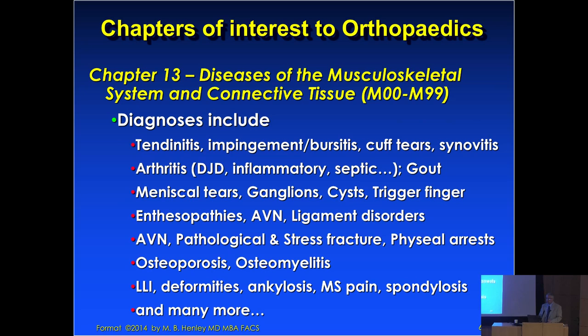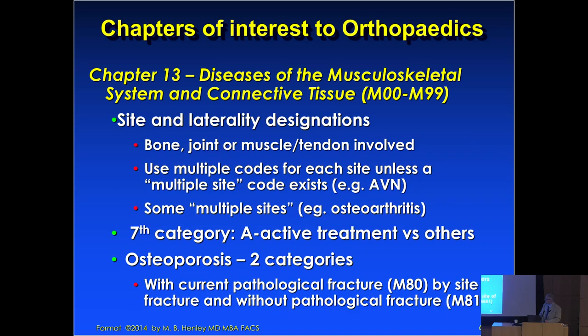Chapter 13 is the workhorse for orthopedics. It has all the itises and OCs, meaning tendonitis, arthritis, osteoporosis, osteomyelitis, ankylosis, many, many more. And these are some of the things that are atraumatic conditions or as a result of a prior traumatic condition, such as tendinopathies. In this chapter, the specific bone, joint, or muscle and tendon involved must be identified. You're going to use multiple codes for each site unless a multiple site exists, such as osteoarthritis, which could be polyarticular osteoarthritis.